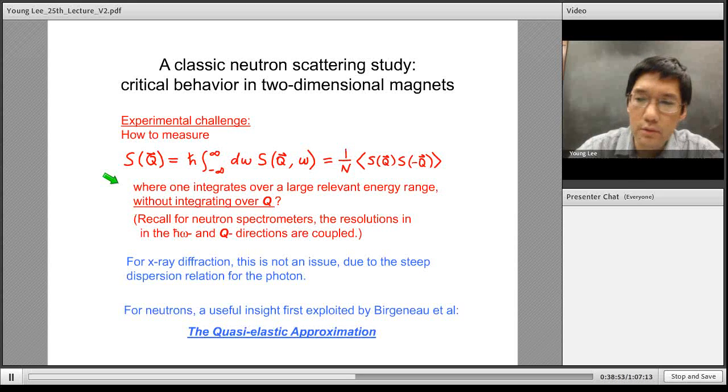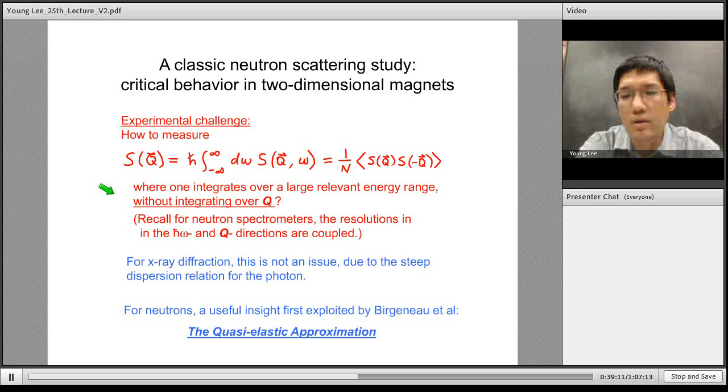And when you're close to a phase transition, you're mostly dominated by lower energy behavior, but you would hope to integrate over, say, a range of J or multiples of J. So how can we integrate over a large energy range without having resolution effects mess up this experimental integration? That is, how can we do this energy integration without integrating over Q?